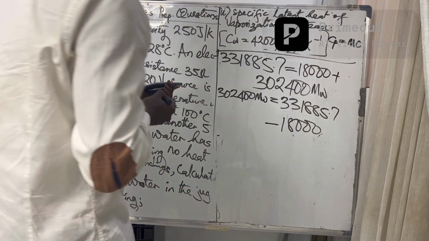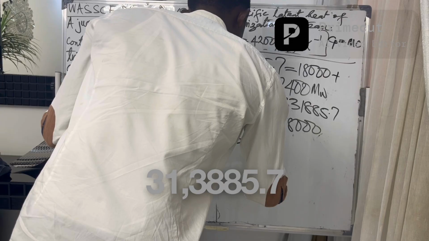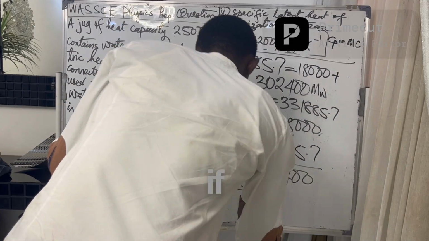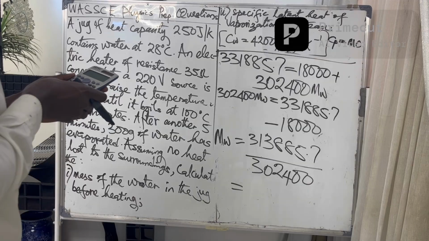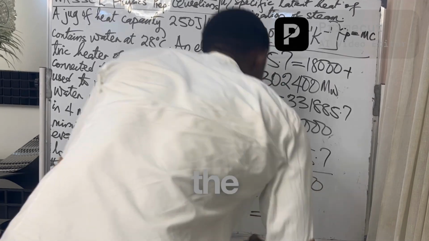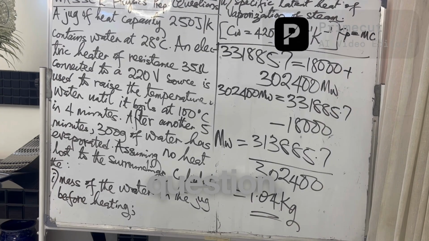So that will leave us with the fact that MW equals 1 divided by the coefficient of MW, which is 3. So if we do this division, divided by 3, that will leave us with 1 kilogram. This is the mass of the water. We've answered the first part of the question.